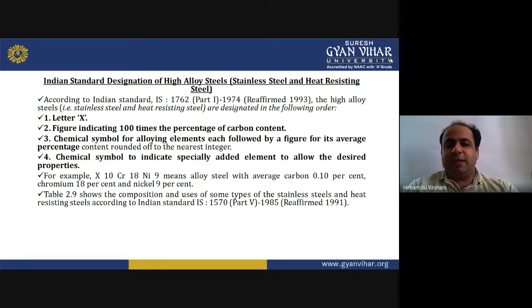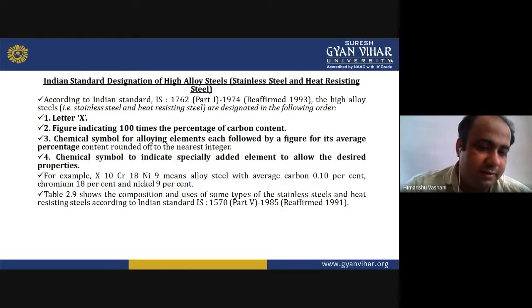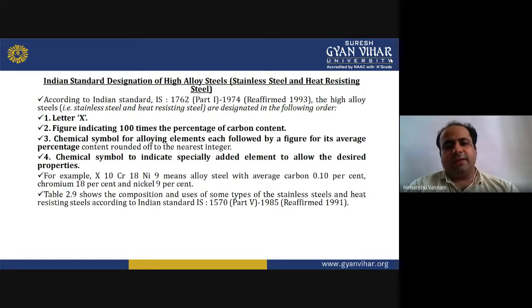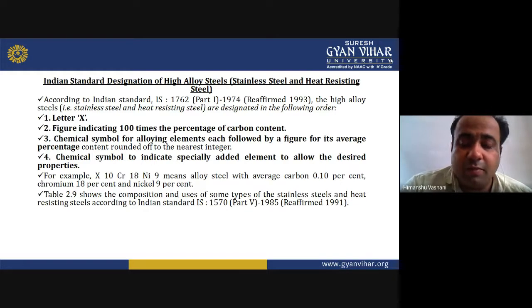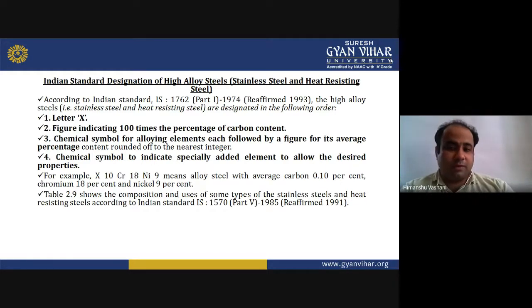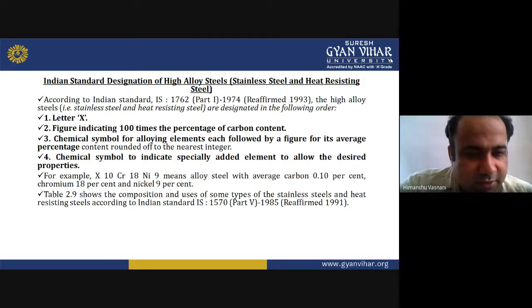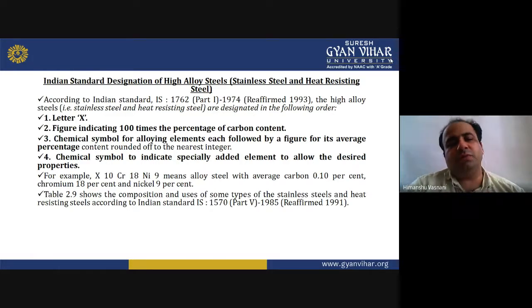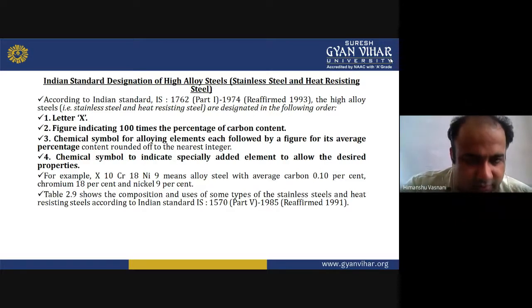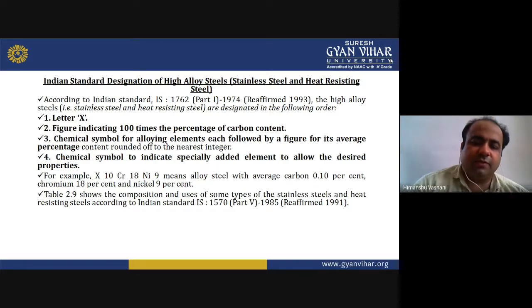Then they give an example like X10 Cr18 Ni9, which means an alloy steel having carbon at 0.10%, chromium 18% and nickel 9%. Now you have a table in the coming slide that shows the composition and uses of some types of stainless steel and heat resisting steels according to the Indian standards.